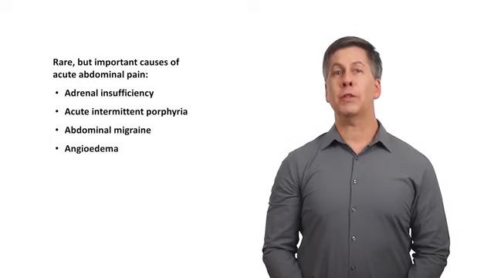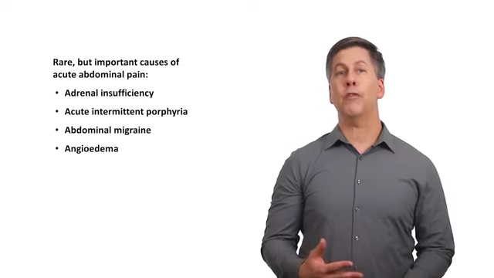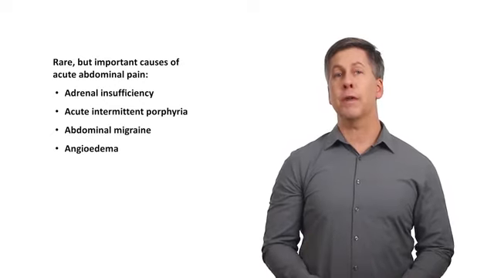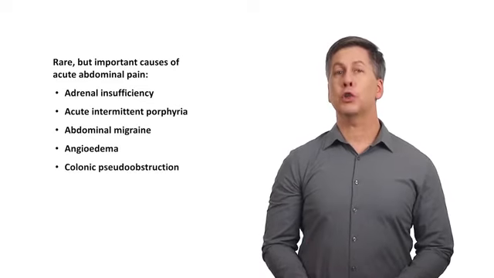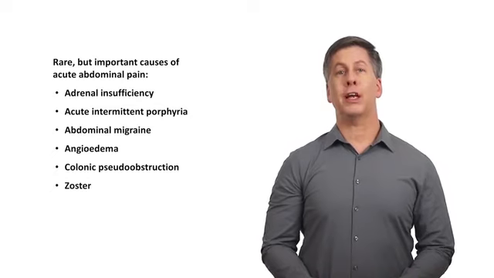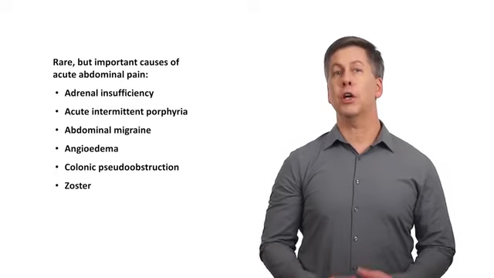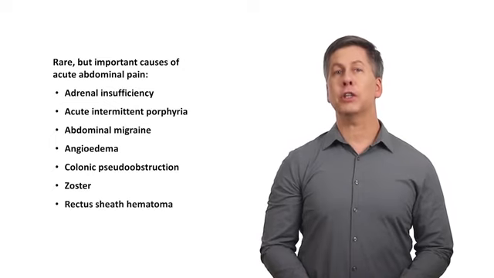angioedema, which sometimes surprises people since we are more familiar with angioedema causing swelling of the mucous membranes of the face and throat, but the same process can occur in the gut, colonic pseudoobstruction, herpes zoster, in which the pain can occasionally precede the onset of the unilateral vesicular rash by a few days, and a rectus sheath hematoma.